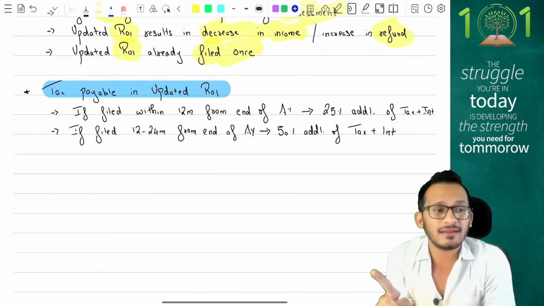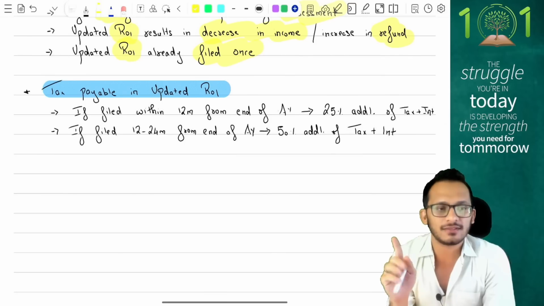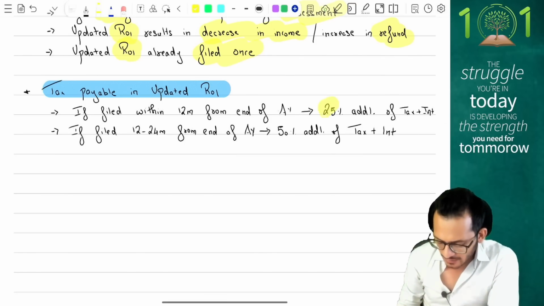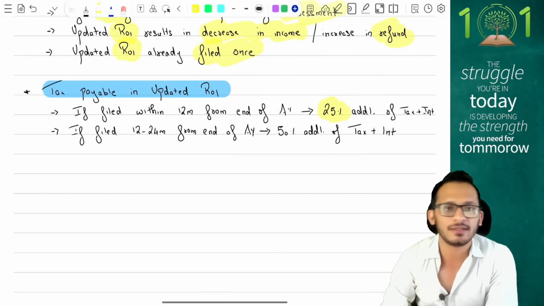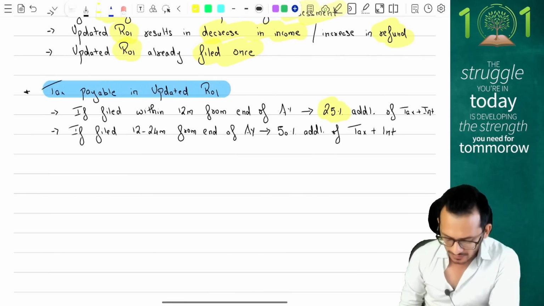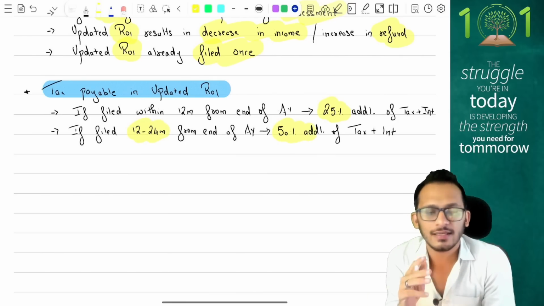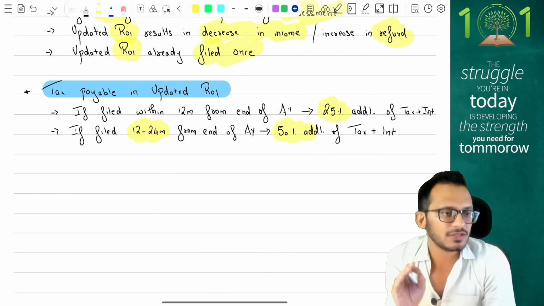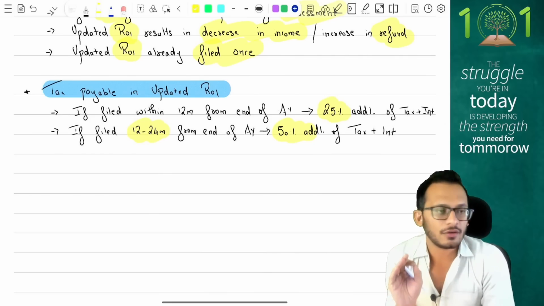Income tax says if you file the return within 12 months from the end of the assessment year, you will have to pay an additional 25% on your tax plus interest. But if you're filing it after 12 months but within 24 months, you have to pay 50% of the additional tax payable. This is what the provisions are when it comes to the updated return of income.